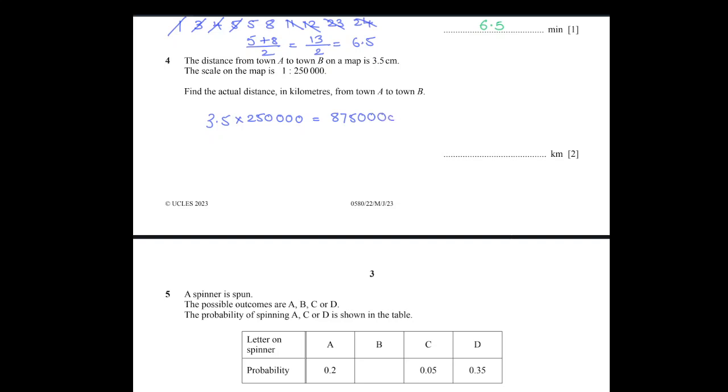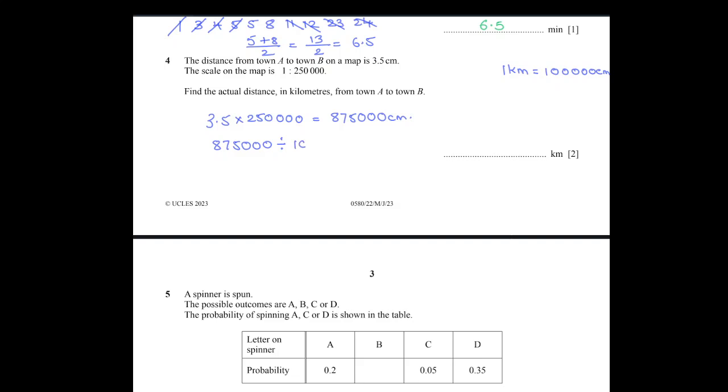centimeters. We got the answer. Now we need to convert it into kilometers. 875,000 divided by 1 kilometer is how many centimeters? We need to see now. 100,000 centimeters is 1 kilometer.